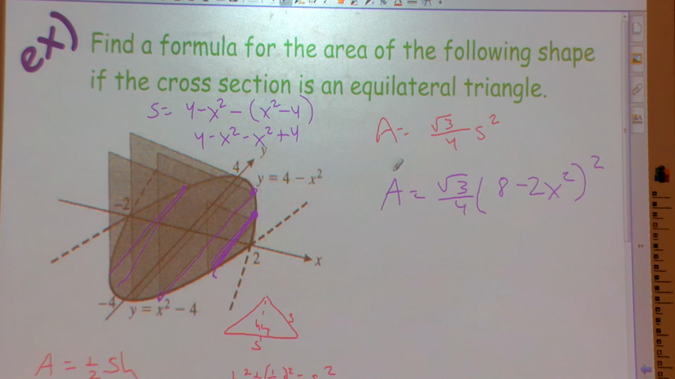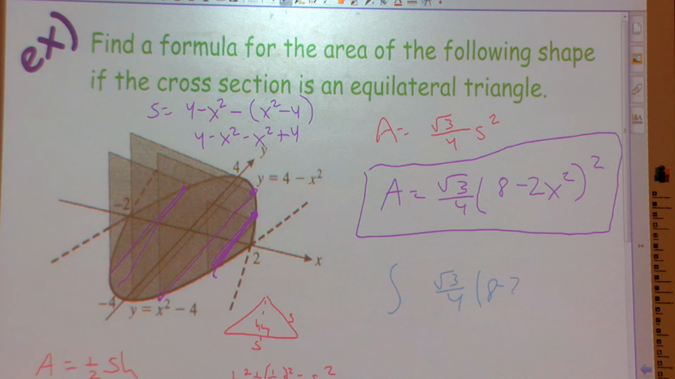And that's all you have to do. If it cleans up, clean it up. But this one, it would only get messier. Now, I didn't ask for the volume. If it asked for the volume, I would take the integral of that. What do you think, from what to what? From negative 2 to 2, just from your V and A, right?